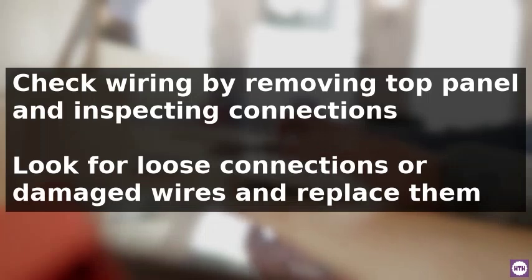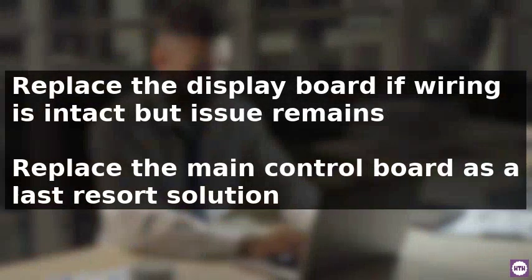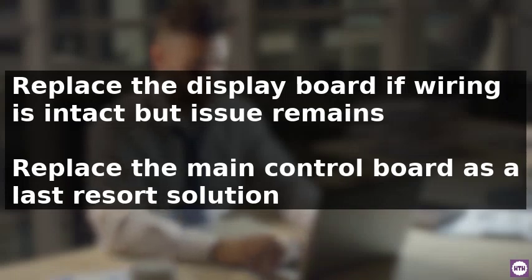If the wiring is intact, but the issue remains, the display board may be faulty and need to be replaced. As a last resort, if none of the previous solutions work, the main control board may need to be replaced. By following these steps, you should be able to resolve the error code F6E2 on your Kenmore washer.